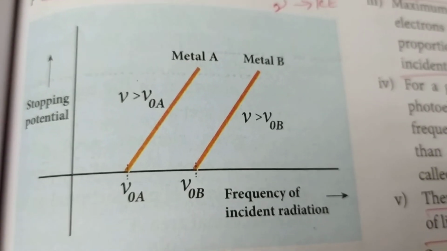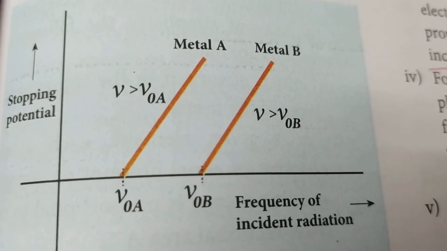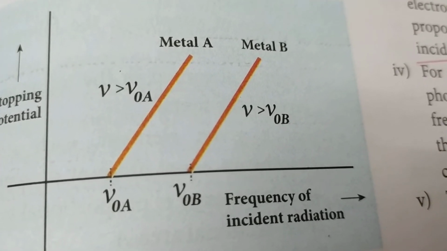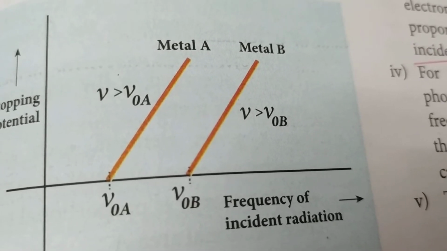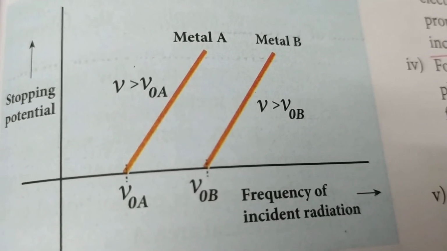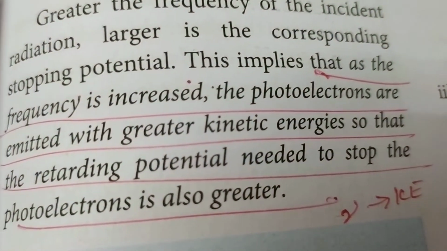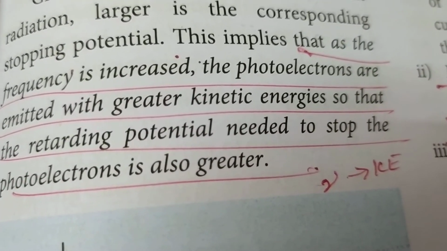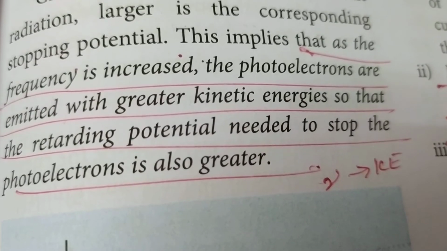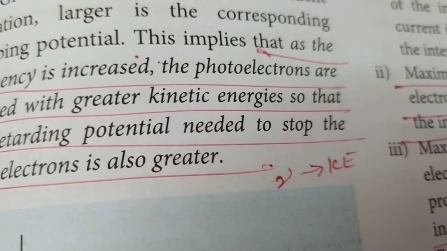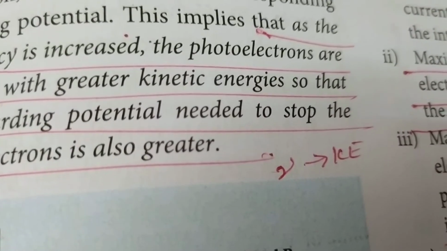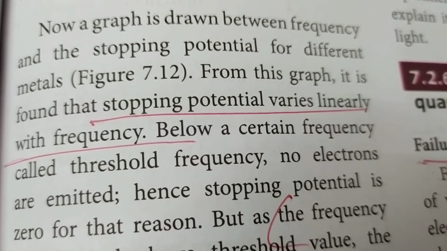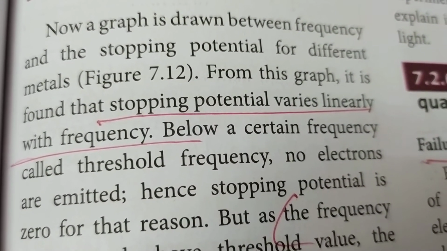When you see this diagram, the frequency and the stopping potential are directly proportional. The first graph is for one metal and the second graph is for another metal. Suppose the frequency is more, then the stopping potential is also more. So you can say that when the frequency is increased, the photoelectrons are emitted with greater kinetic energies, so the retarding potential needed to stop the photoelectrons is also greater, because the kinetic energy is increased by increasing the frequency.